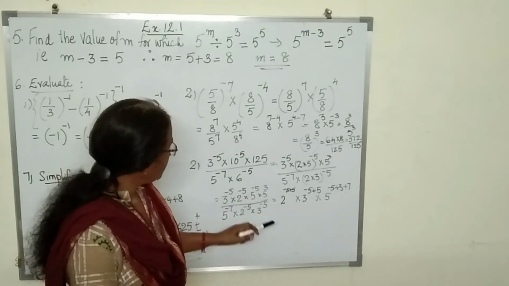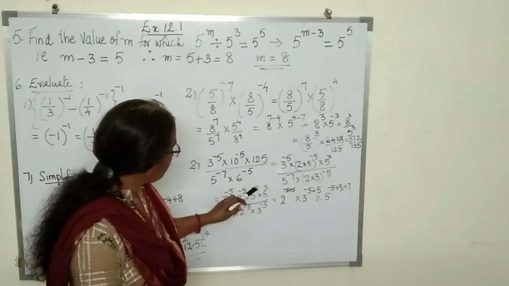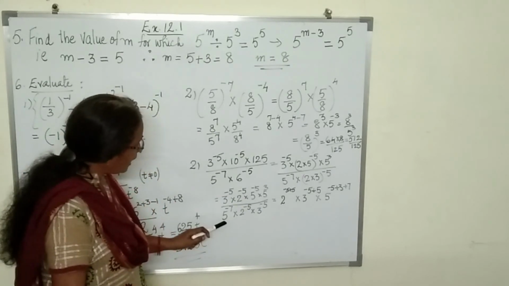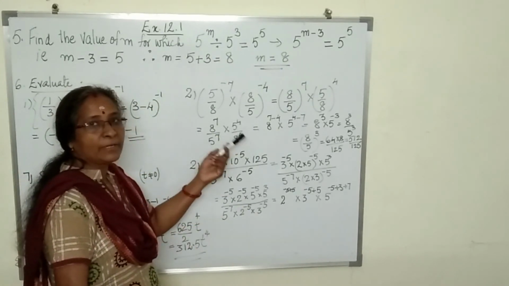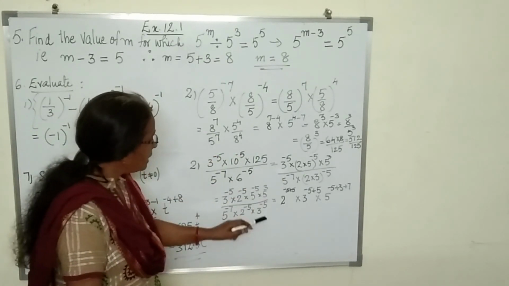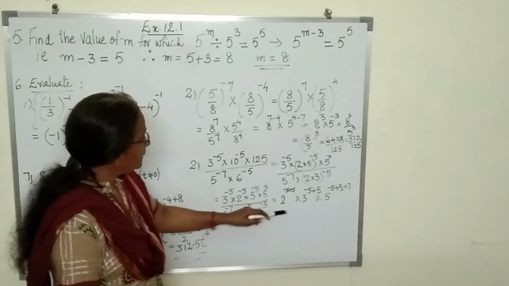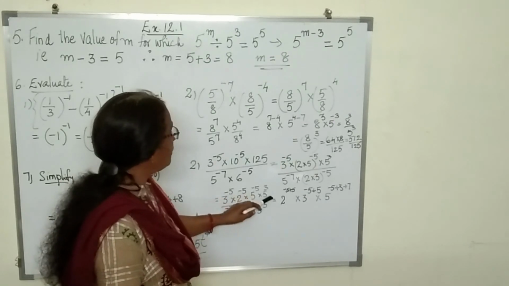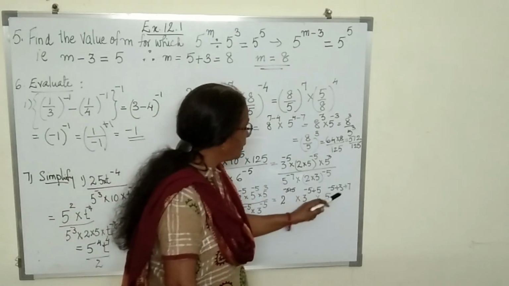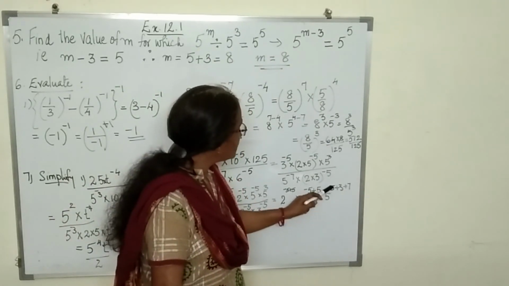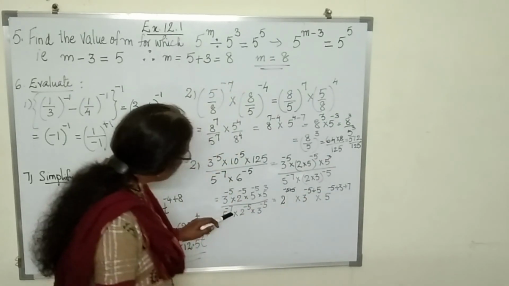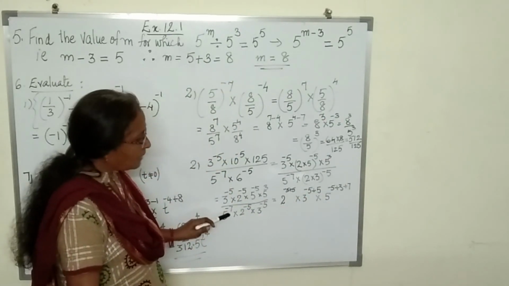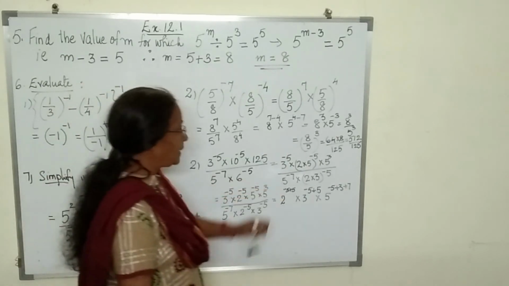Okay. Then 5^-5 here, and here we have minus 7. So when it goes up, it will become plus 7. Here 5^-5 and 5^3 are in the numerator, so 5 raised to minus 5 plus 3. And this 5^-7, when it goes up, will become plus 7.